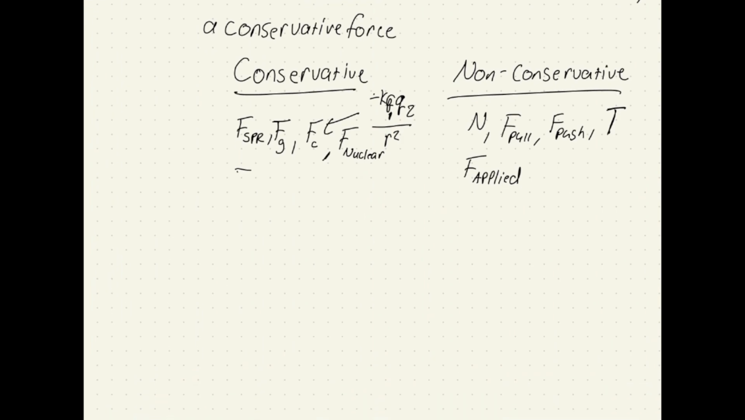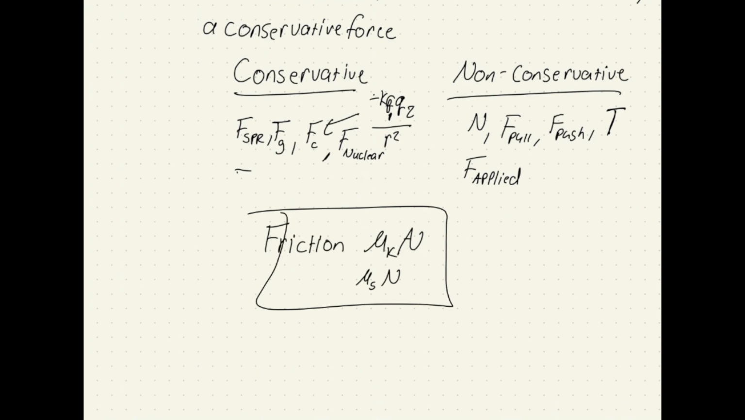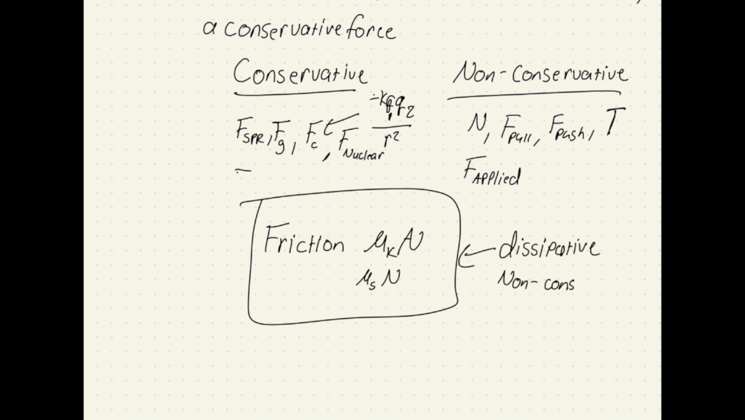But there is one caveat, and that is friction. So friction, we have an equation to describe our friction, mu k times normal force, or mu s times normal force, something like that. But friction is not conservative. Friction is a special force. Friction is what we call a dissipative force. It dissipates energy. And as you can maybe kind of think, that probably means it is non-conservative. It does not participate in conservation of energy.